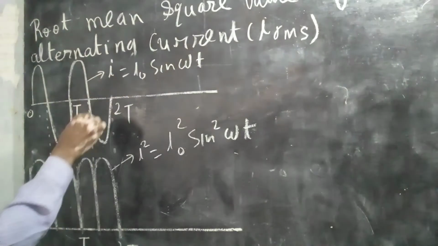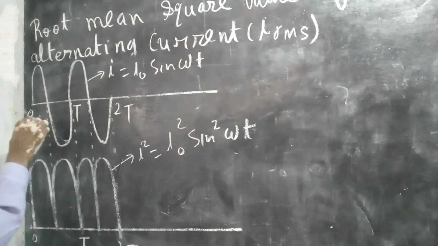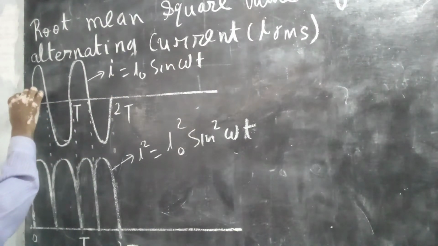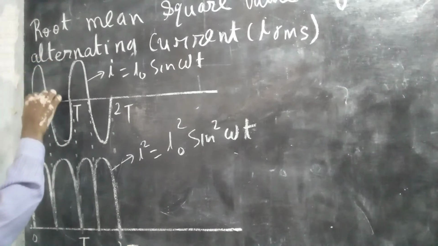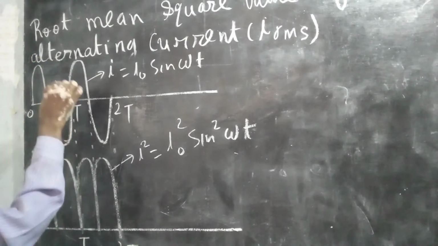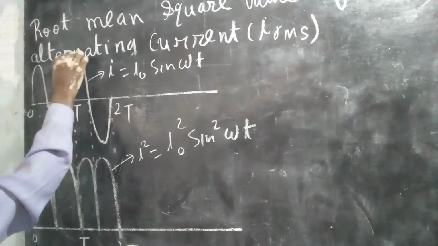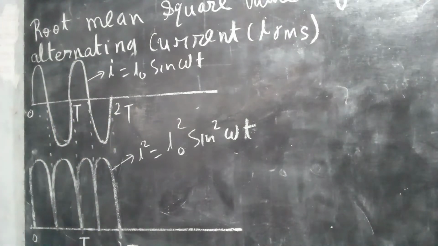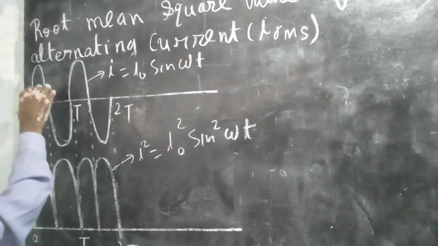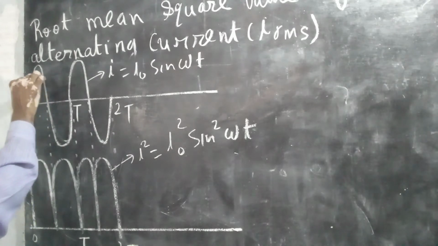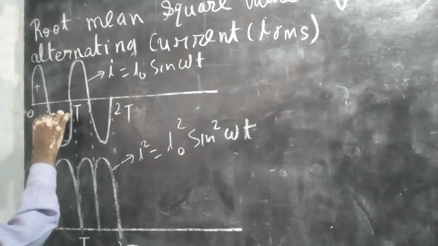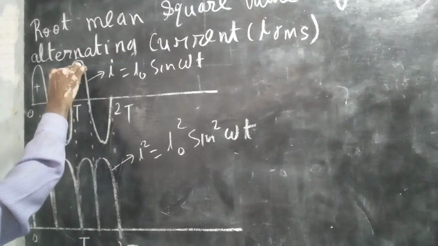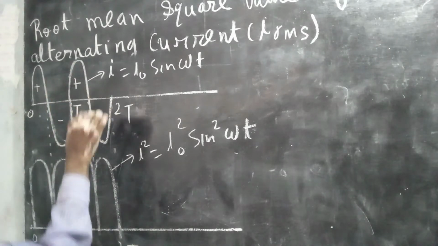For one complete cycle your alternating current varies like this. The second cycle variation is this. Your alternating current changes periodically in magnitude and direction. For half cycle this is positive and for half cycle this is negative. Then again for half cycle positive, then negative.